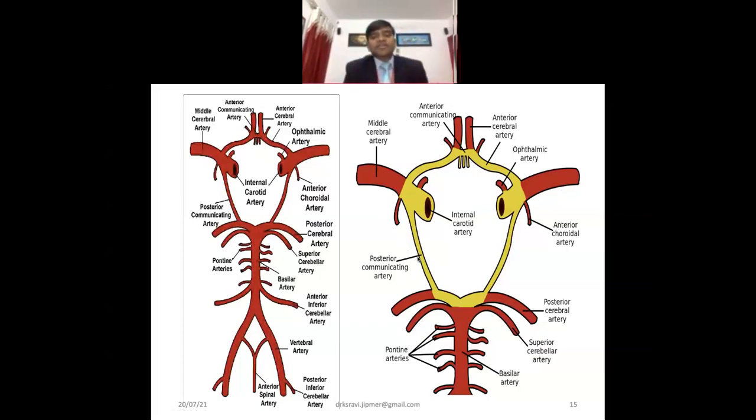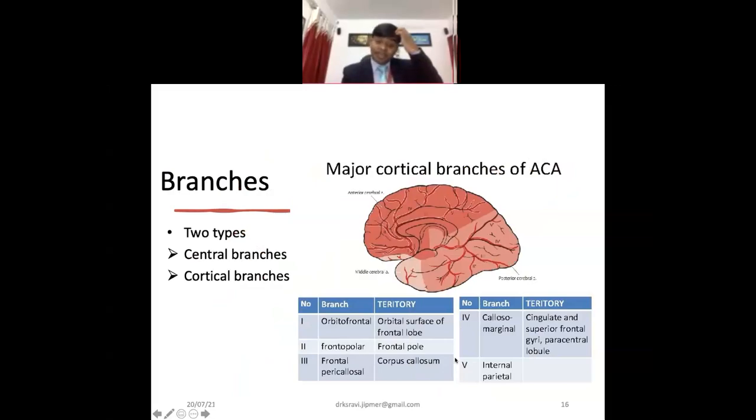So the boundary of the circle of Willis, I said anteriorly, we have the anterior communicating artery and the anterior cerebral artery. Whereas posteriorly, it is the posterior cerebral artery. Whereas laterally on each side, you can appreciate the posterior communicating artery. So this is the boundary of the circle of Willis. Now, I said there are basically two types of branches. One, we have the central branches and another, the cortical branches.